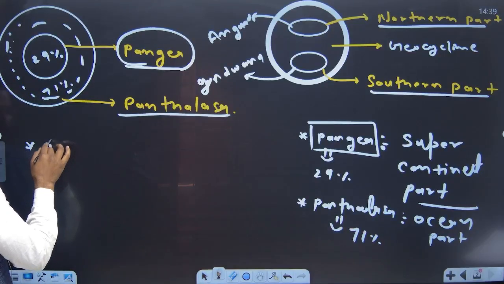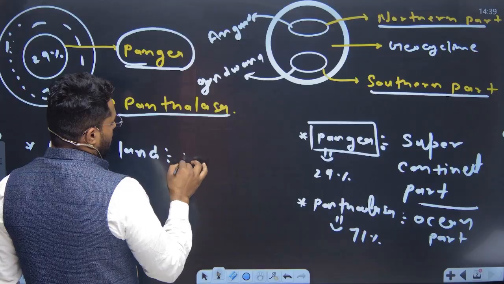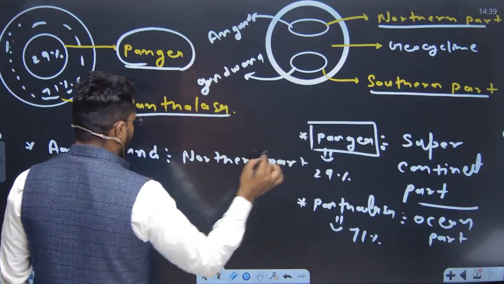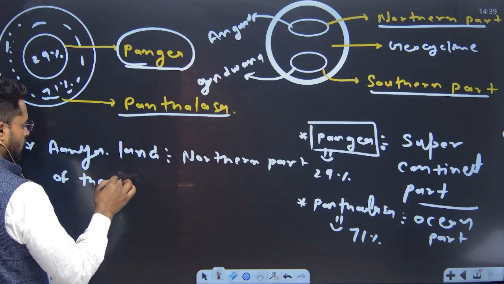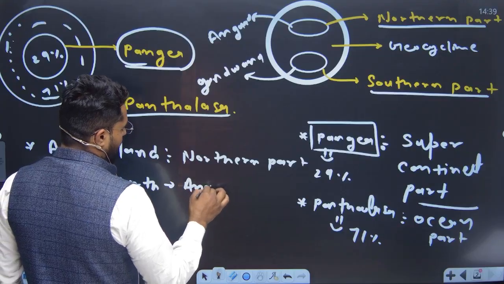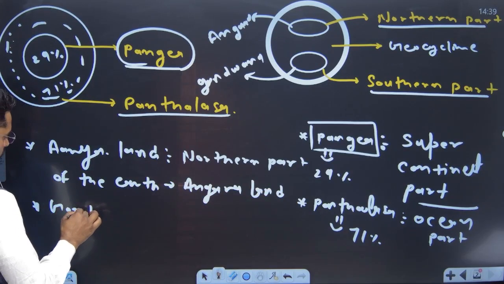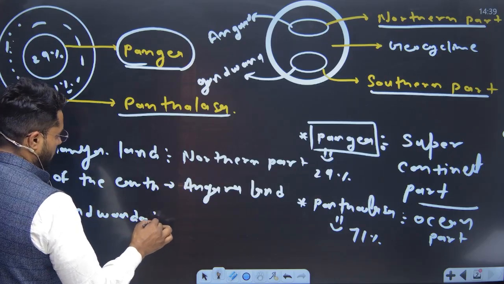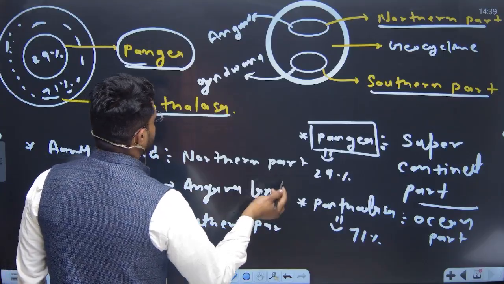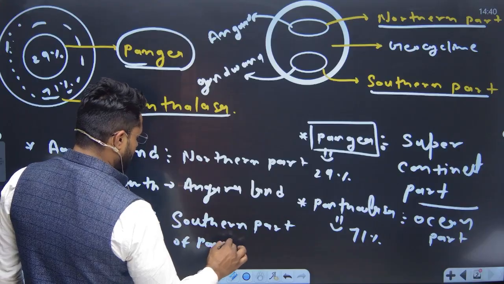Now come to the point. What is Angara land? The northern part of Pangea is known as Angara land. And what is Gondwana land? The southern part of Pangea is known as Gondwana land.